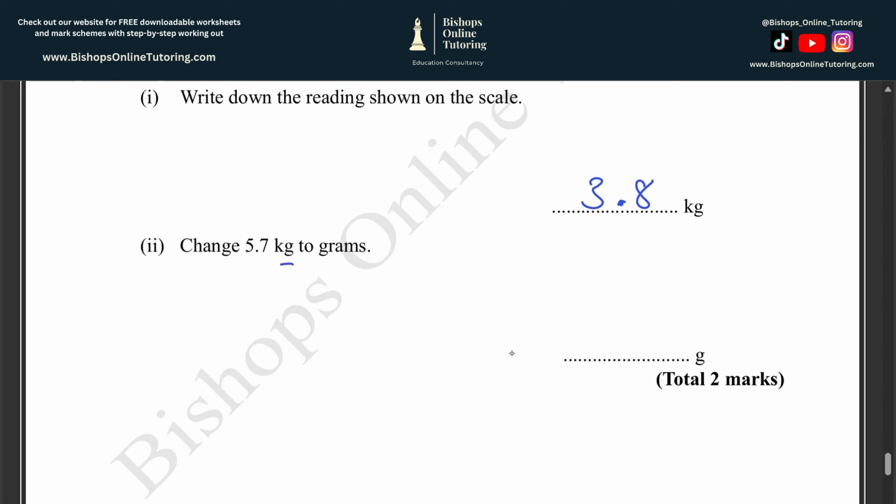Change 5.7 kg to grams. Well, to go from kg to grams, all you have to do is multiply by 1,000. So we would multiply 5.7 by 1,000, and we would get 5,700.